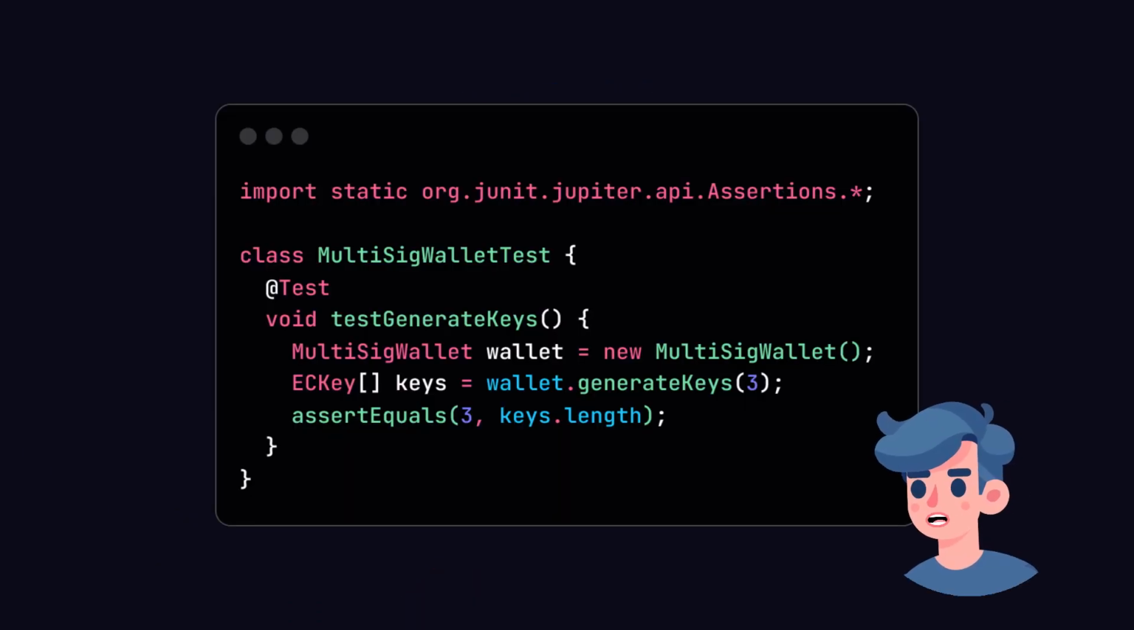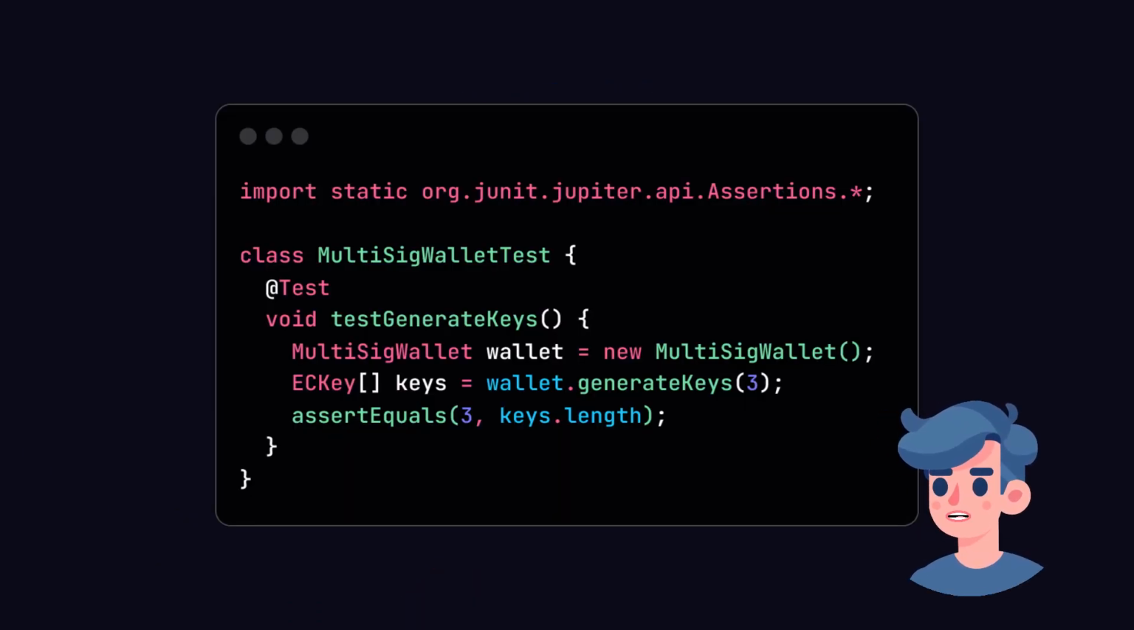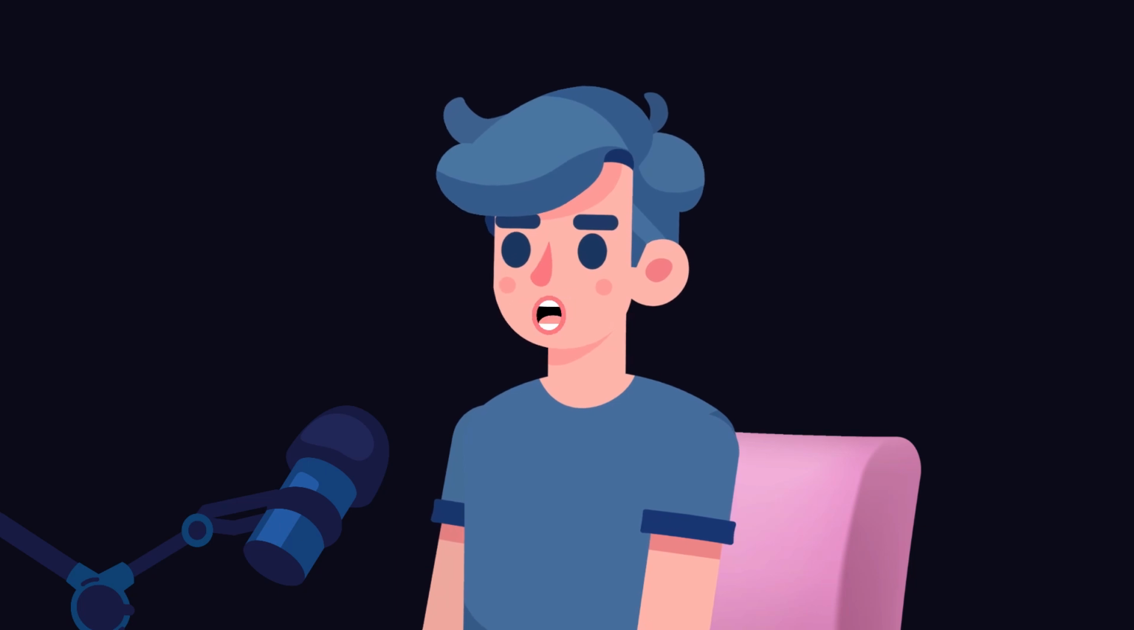Testing our multi-signature wallet. We're almost done. It's time to test our implementation. Write JUnit test cases for the different functionality in your wallet class. Conclusion. And there you have it. We have successfully implemented a multi-signature wallet in Java. Make sure to keep exploring the BitcoinJ library for more advanced functionalities.